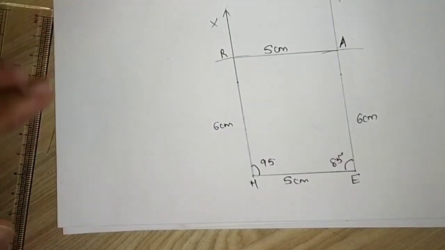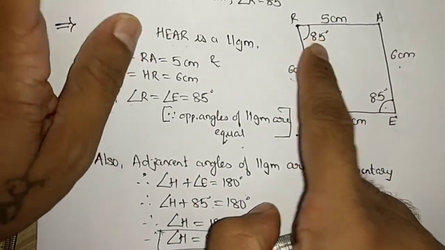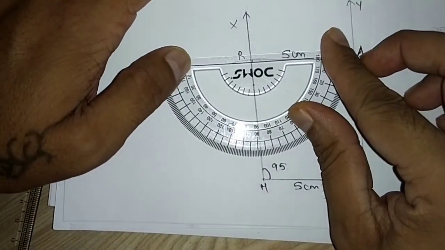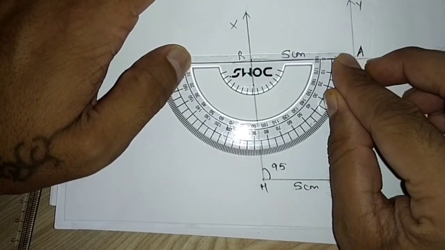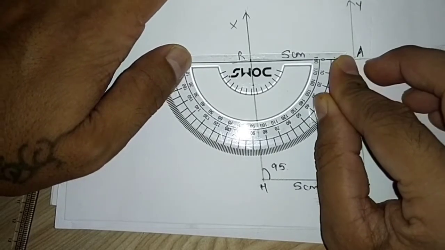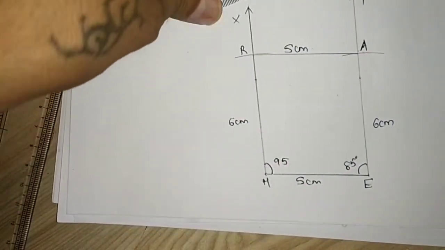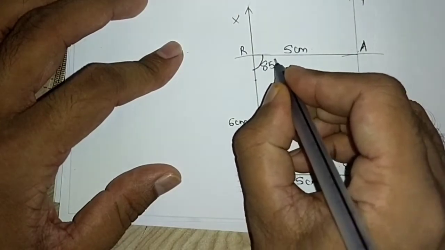And also we will try to measure angle R and find out whether it is 85 degree or not. Here you can see 85 degree. So we have got measure of angle R also as 85 degree.